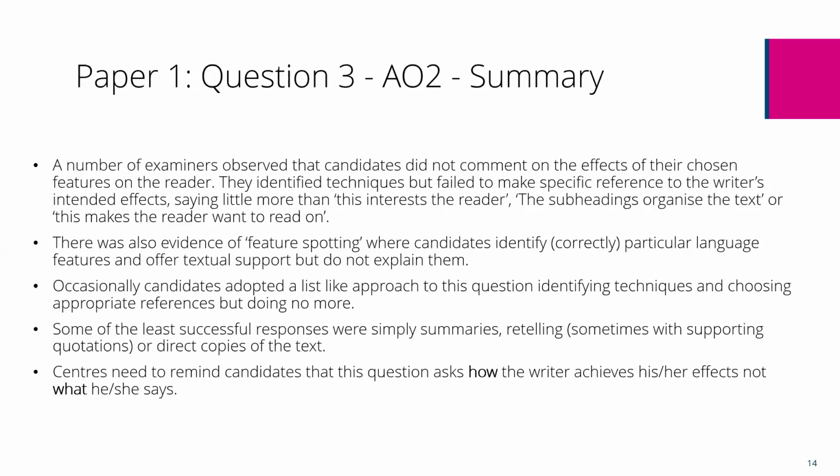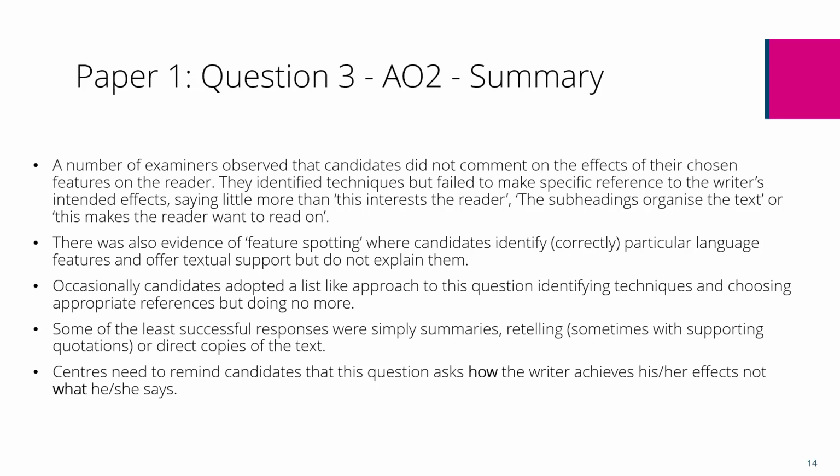So a number of examiners observed that candidates did not comment on the effects of their chosen features on the reader. They identified techniques, but failed to make specific reference to the writer's intended effects, saying little more than this interests the reader, the subheadings organize the text, or this makes the reader want to read on. There was also evidence of feature spotting, where candidates identify correctly particular language features and offer textual support but don't explain them.